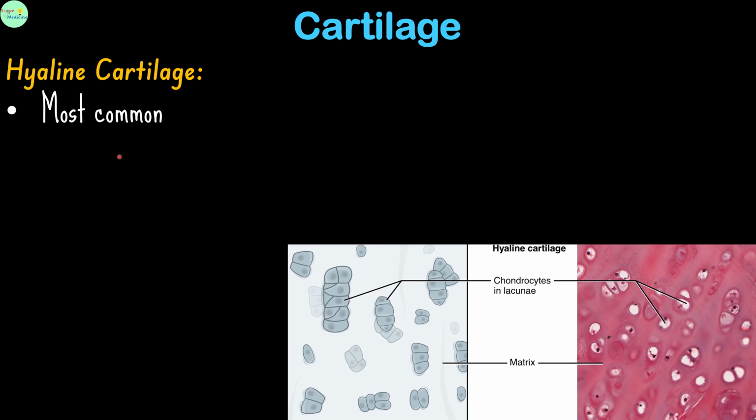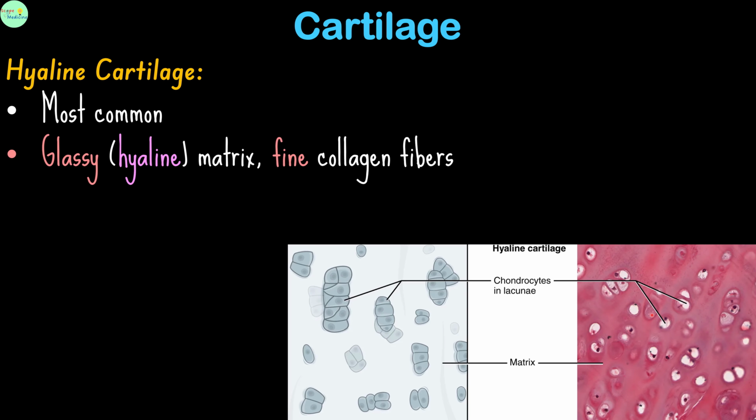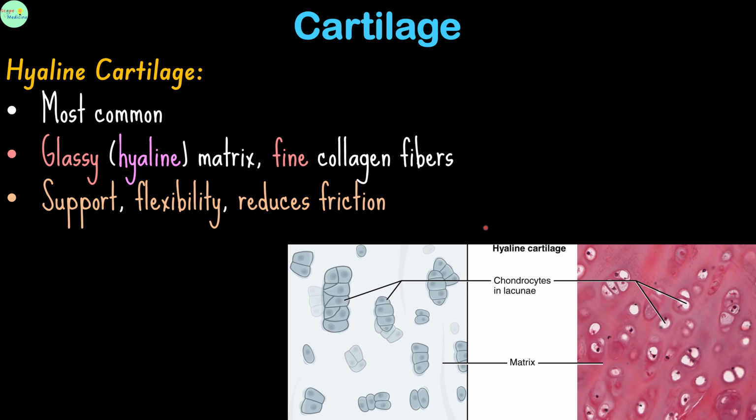Hyaline cartilage is the most common type and appears glassy or hyaline when viewed under the microscope due to the fine, barely visible type 2 collagen fibers in its matrix. It functions in providing smooth, low-friction surfaces for articulation, in supporting soft tissues with some flexibility, and in serving as a template for endochondral bone formation during development and growth.